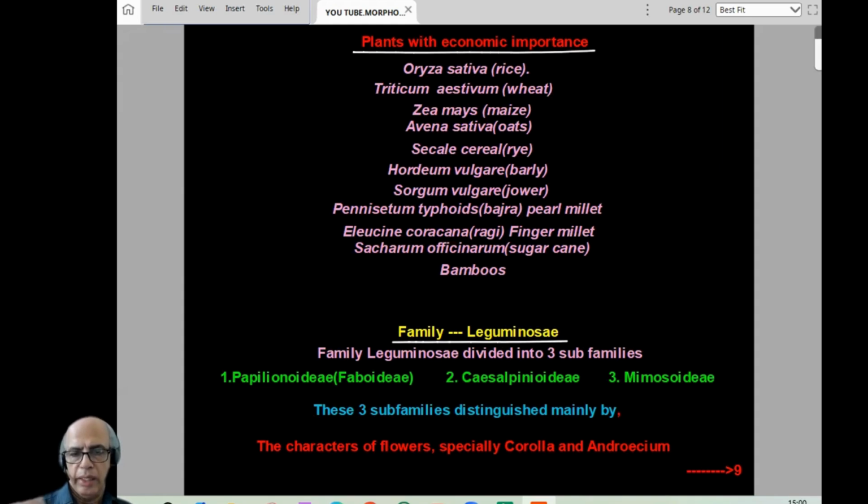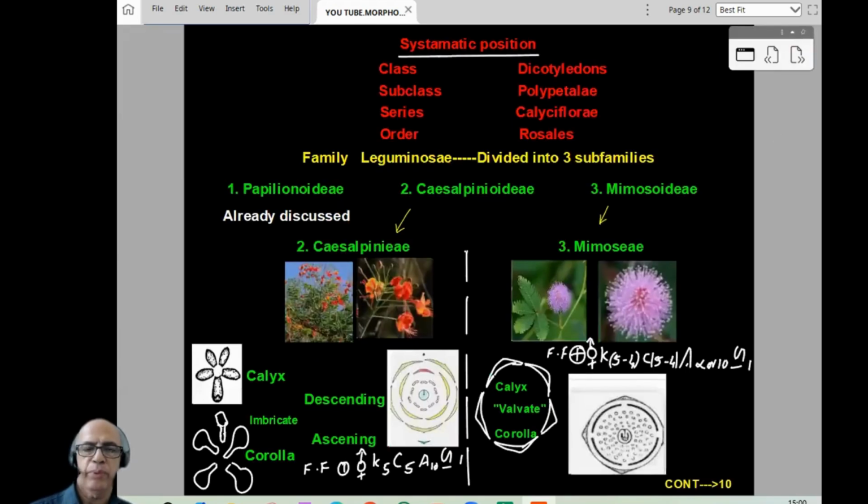Now comes family Leguminosae. We have to study 3 families: Papilionoideae, Faboideae, Caesalpinioideae, Mimosoideae, of which Papilionaceae we already studied. Now, how will these 3 be distinguished? Mainly by characters of flowers, especially corolla and androecium. I think that part is clear. Now we can proceed to its systematic position. Class is dicot, subclass Polypetalae, series Calyciflorae, order Rosales, family Leguminosae, divided into 3 subfamilies: Papilionaceae, Caesalpinaceae, Mimosaceae. Papilionaceae already we discussed. Now we have to compare Caesalpinaceae and Mimosaceae.